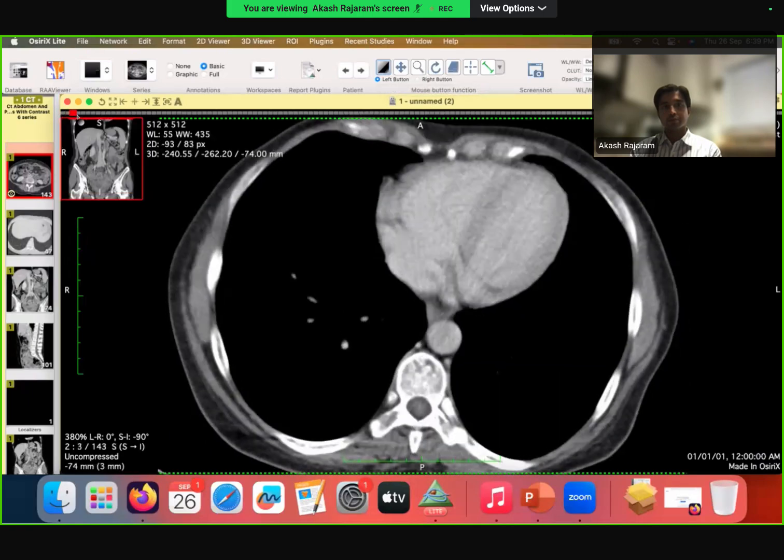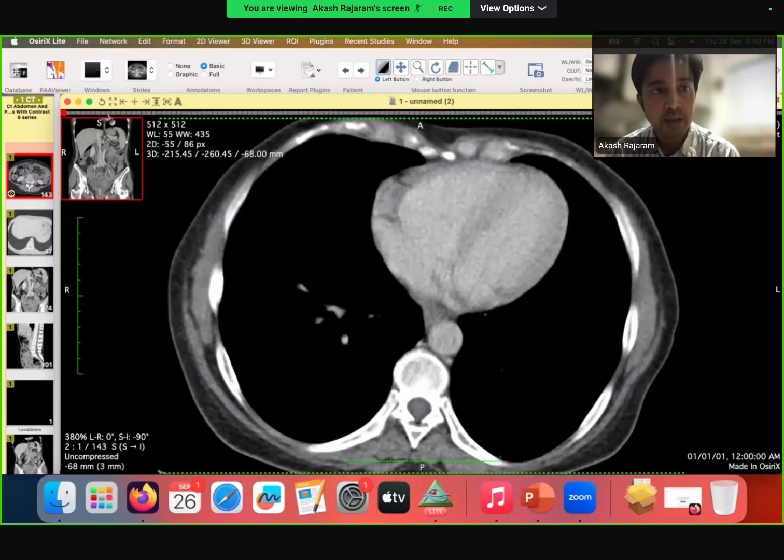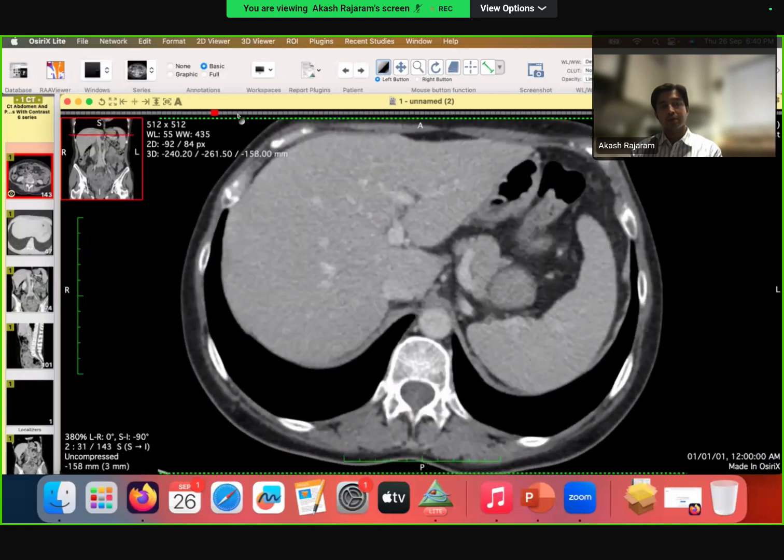Should I use this one and move? Yeah, if you're comfortable, you can use that for scrolling. Yeah, because it keeps going the other way. I'm sorry about that. Yeah, no problem. I'm just trying to get. Okay.